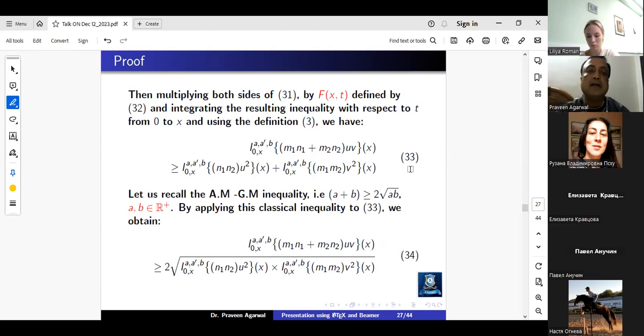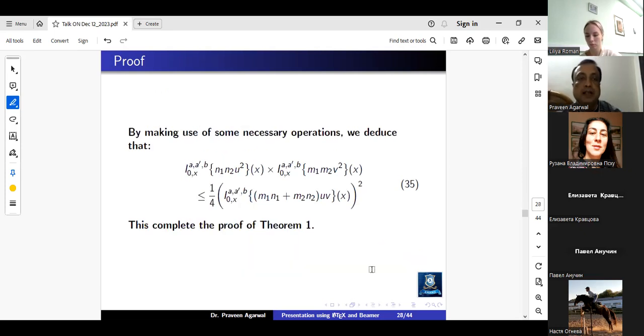Then let us recall the AM-GM inequality, which is given by a plus b is greater than or equal to 2 under root ab, and by applying the classical inequality to 33 we obtain the result given by equation number 34. By making use of some necessary operations, we deduce that the result comes in terms of equation number 35, and this is the proof of Theorem 1.